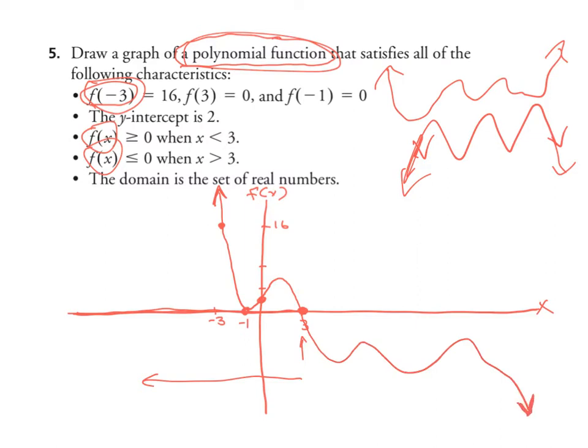the x-axis, and it's got to have that bumpy look all the way through, and it has to head off to negative infinity or positive infinity, but in this case it has to be negative infinity because positive infinity would cause it to go above the x-axis, and it clearly says f of x is less than or equal to 0 anytime that x is greater than 3.